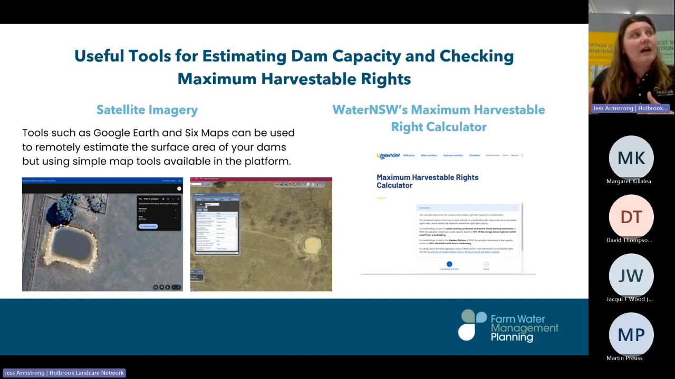The harvestable rights calculator, I'll talk more about when I jump onto it. So bear with me for one moment. This is where it could all go wrong. Let's have another go.